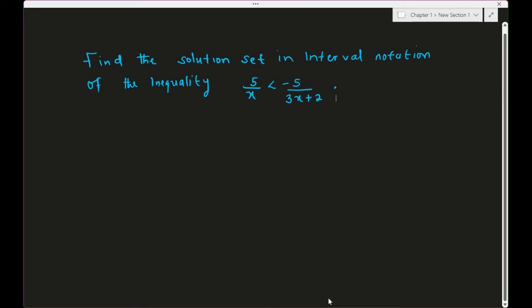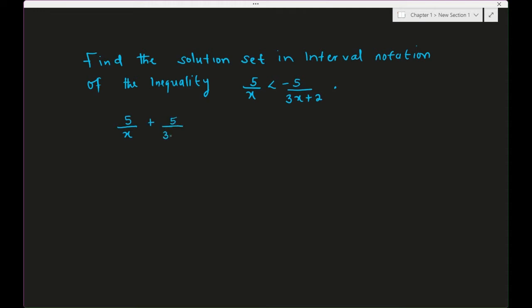So what we need to do is move from the left hand side to the right hand side so that we have 5 minus x. Then it will become plus 5 over 3x plus 2. This will be less than 0.